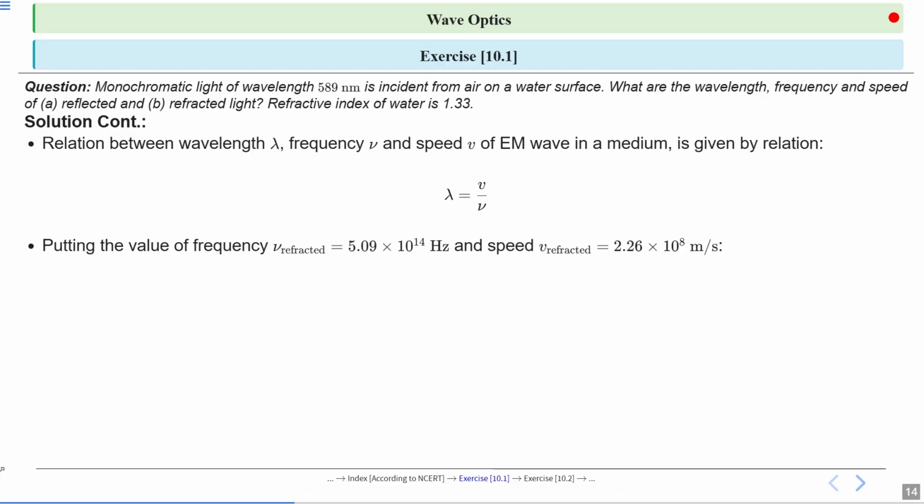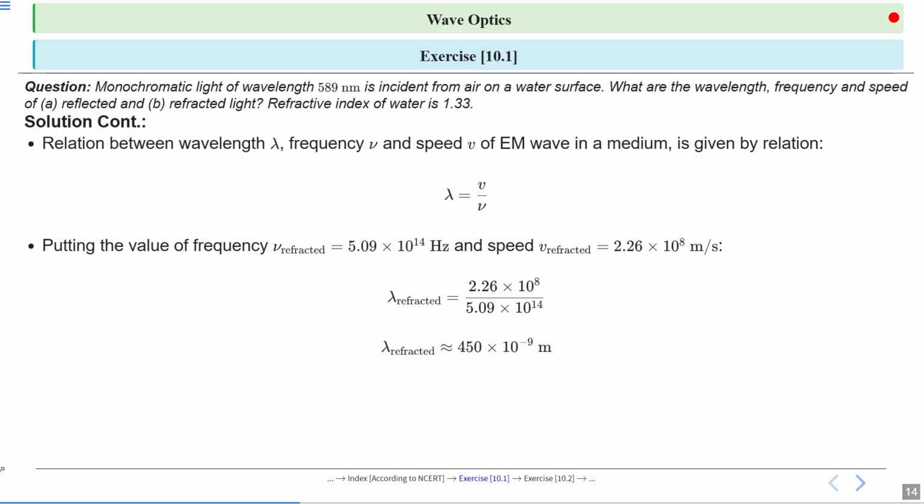So we have the refracted frequency nu refracted equal to 5.09 times 10 to the power 14 hertz, and the refracted speed v refracted as 2.26 times 10 to the power 8 meters per second. Okay, so substitute these values in the above formula. Using the formula, we substitute the values to find lambda refracted. So lambda refracted is equal to v refracted upon nu refracted, which is 2.26 times 10 to the power 8 upon 5.09 times 10 to the power 14.